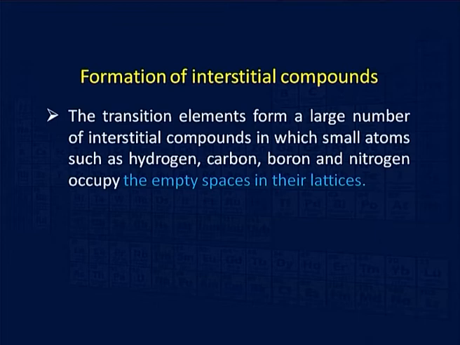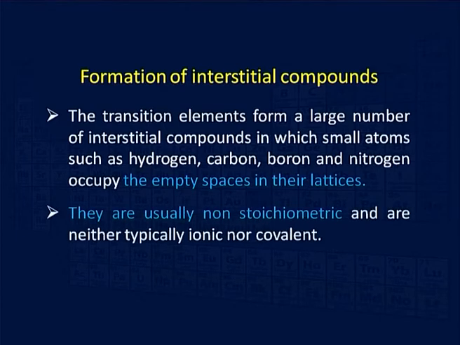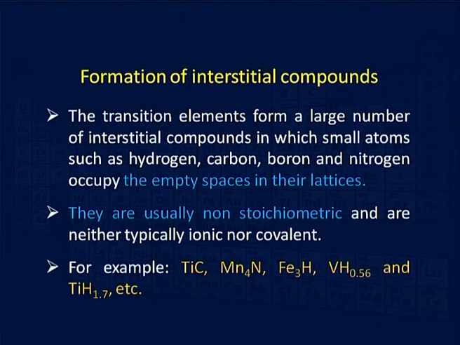Another important compound or alloy formed by the transition metals is the interstitial compound or interstitial alloy. In this alloy, in the crystal lattice of the metal, some of the metallic atoms are randomly replaced by small non-metallic atoms like hydrogen, carbon, boron and nitrogen, etc., to give the interstitial compounds. They are usually non-stoichiometric and neither typically ionic nor covalent.